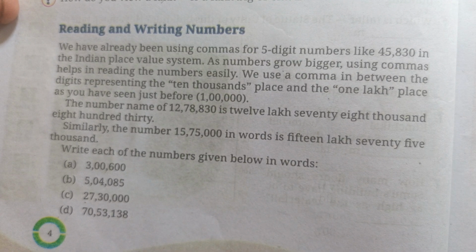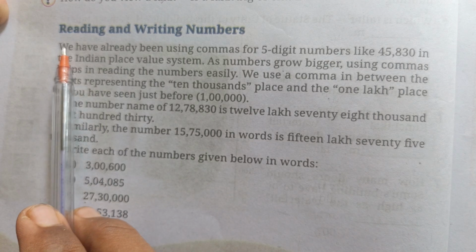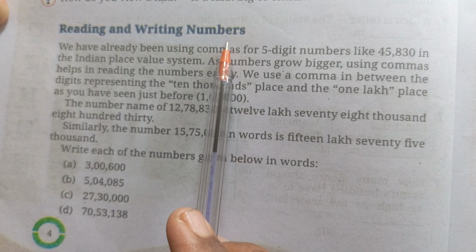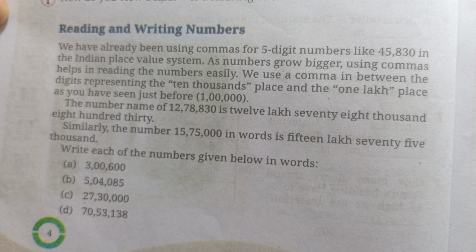Now in the fourth page of the textbook, one more subtopic is given under 1.1, that is reading and writing numbers. Here number positions up to lakh and 10 lakhs are also given. In that first question, write each of the numbers given below in words. Here in numbers they gave A, B, C, D. So we have to write their names after identifying the positions.